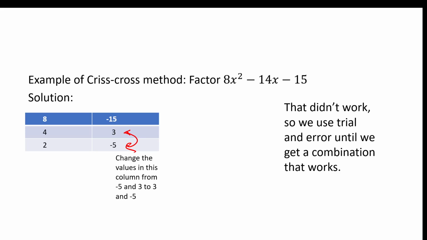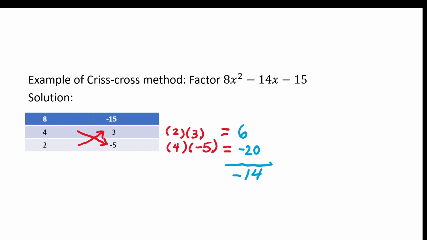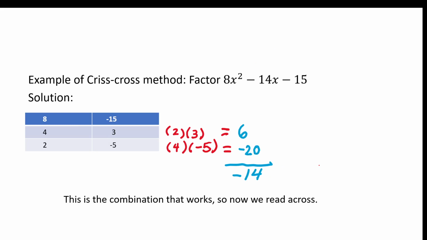Now, let's try the crisscross method again. Well, we see 4 times -5 is -20, and 2 times 3 is 6. We're going to add these two numbers, hoping we get the value of -14, which is that middle term, and we do. So this is a very good thing. We have the combination that works.